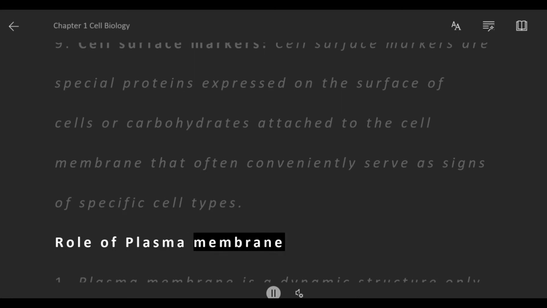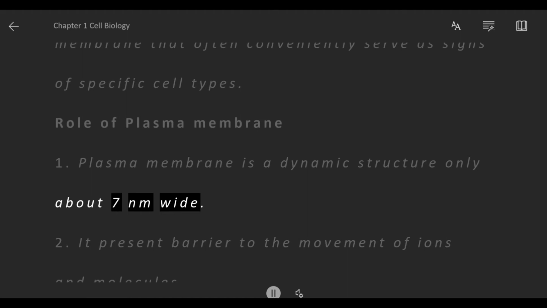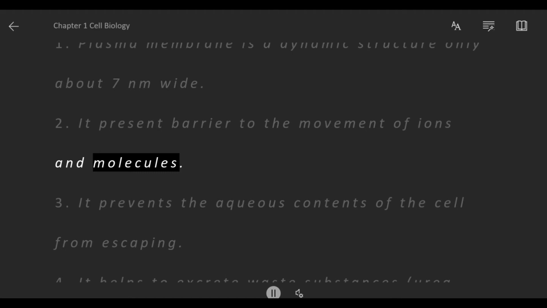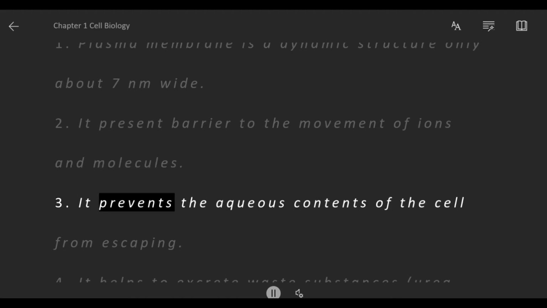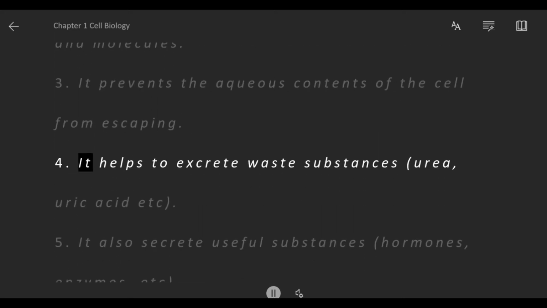Role of plasma membrane. 1. Plasma membrane is a dynamic structure only about 7 nanometers wide. 2. It presents a barrier to the movement of ions and molecules. 3. It prevents the aqueous contents of the cell from escaping. 4. It helps to excrete waste substances, urea, uric acid etc.